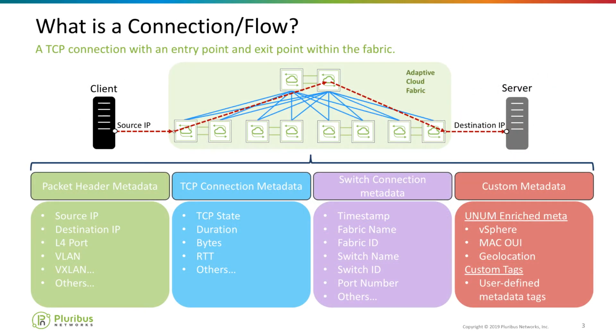Now, when we say connection or flow, what do we mean? A flow is simply a TCP connection with an entry point and an exit point within a fabric. Pluribus NetVisor ONE operating system stores metadata on flows that can be broken into 4 buckets. First, there's packet header metadata, such as source and destination IPs, VLANs, and VXLANs. Second, there's TCP connection metadata, such as TCP states, bytes, and round-trip time. And third, switch connection metadata, such as timestamps, fabric names, IDs, and port numbers.